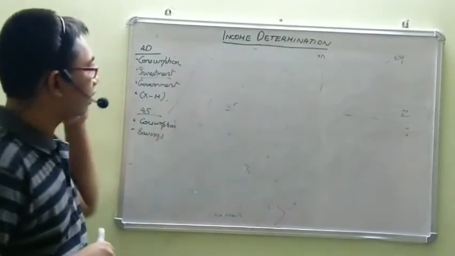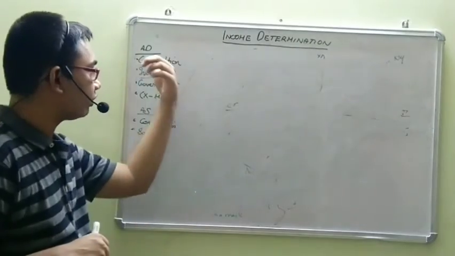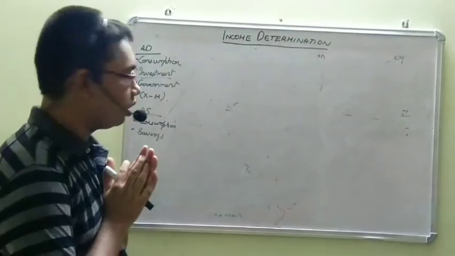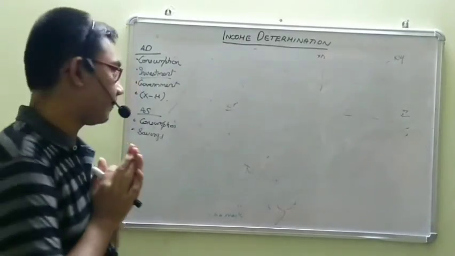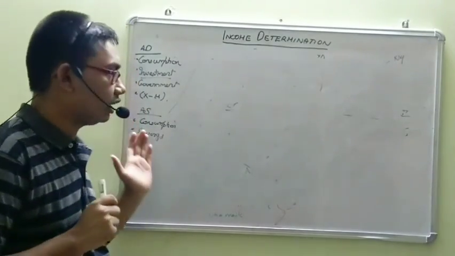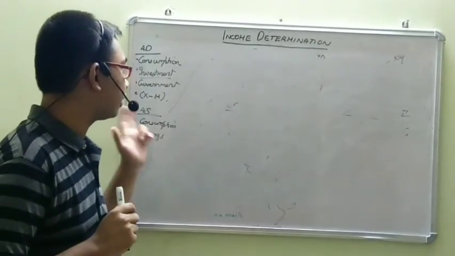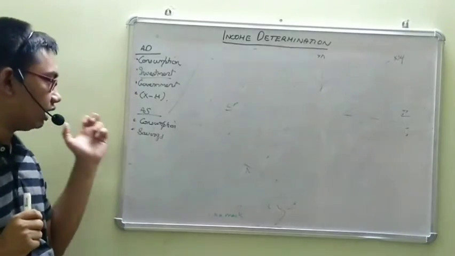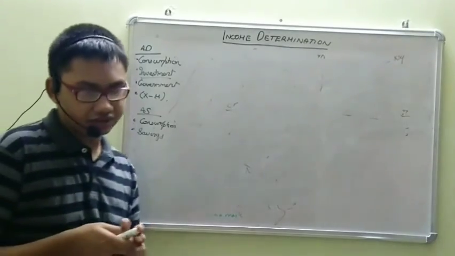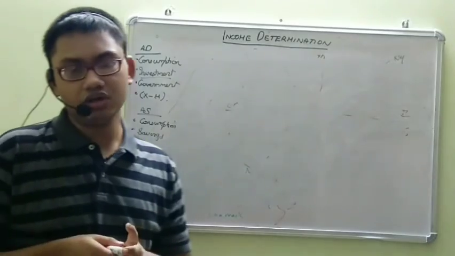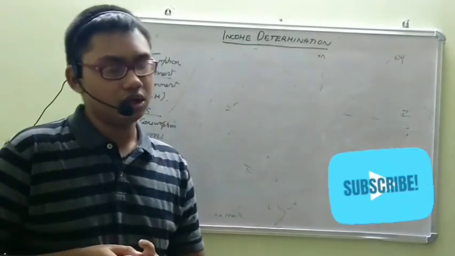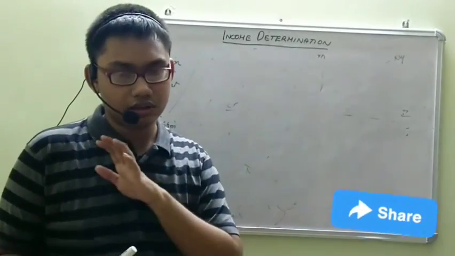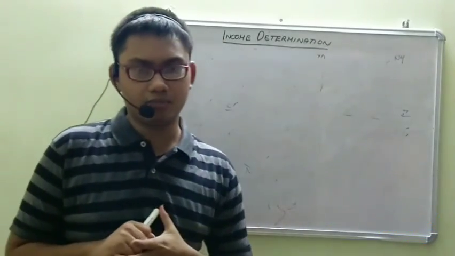So first we saw AD, or aggregate demand, which is consumption plus investment plus government expenditure plus exports minus imports, similar to what we studied in national income. Then we studied the second component of income determination, that is the aggregate supply, which is equal to consumption plus savings. So this is all with this lecture. I hope you got an idea. In the next lecture we will come to the main topic of income determination.